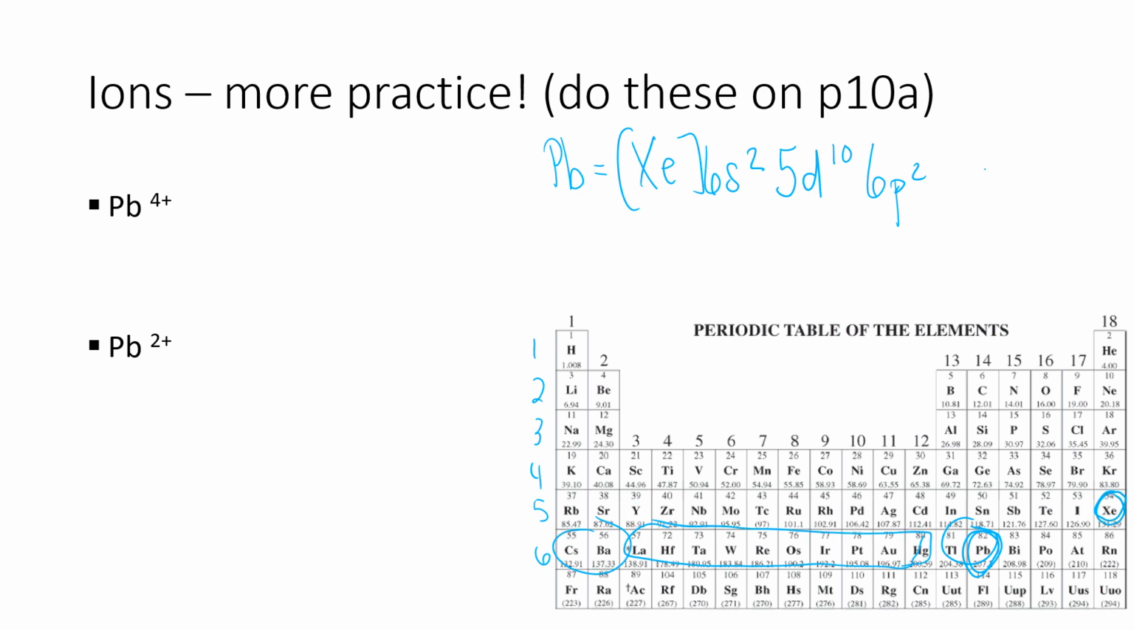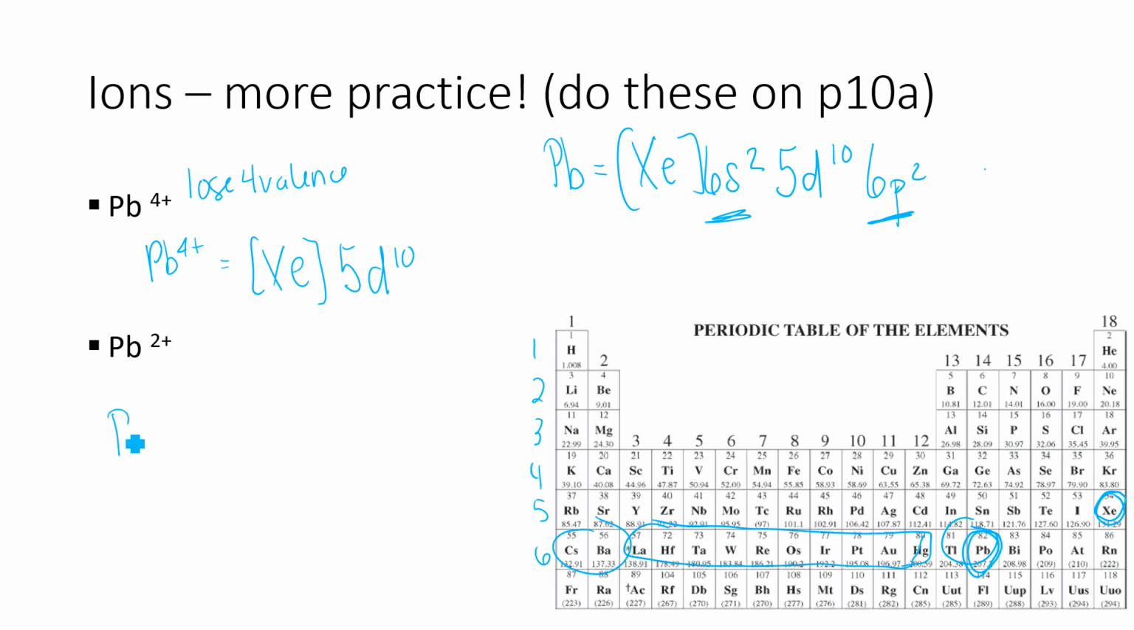So now let's look at the lead +4 ion. It's going to lose 4 valence electrons. Notice that lead has 4 valence electrons, 2 in the 6s, 2 in the 6p. So when it makes the +4 ion, it's going to lose all of those, and it's going to be xenon 5d10.